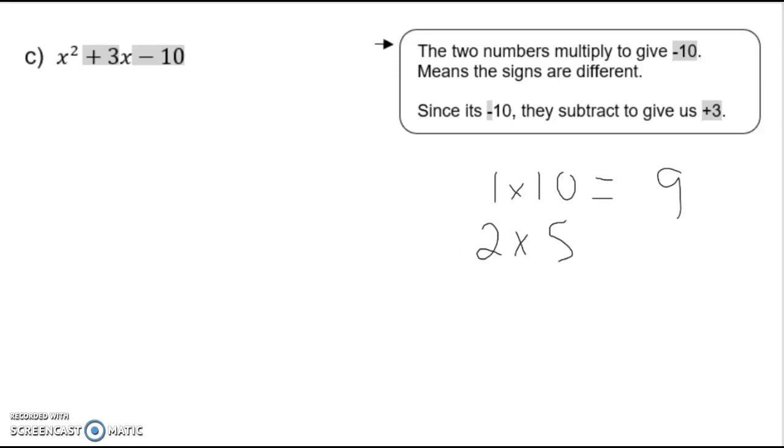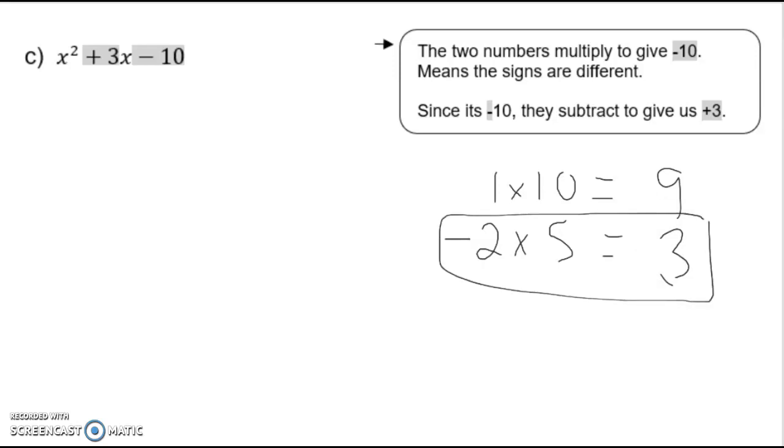Okay, 2 times 5 gives us 10. And if we were to add them up, remember the signs are one of each. So we would give the 2 a negative and leave the 5 positive. Okay, and then 5 minus 2 gives me 3. So this is my winner.